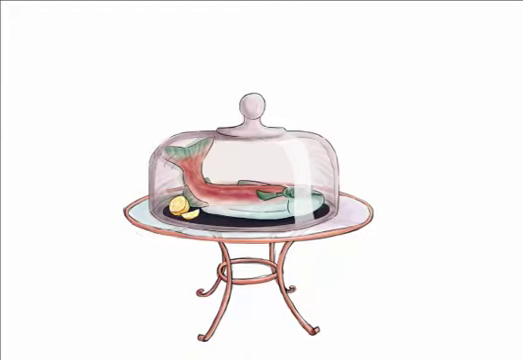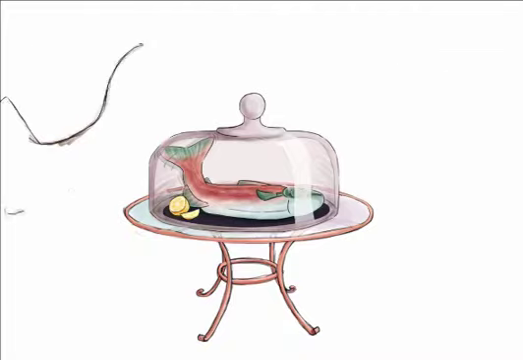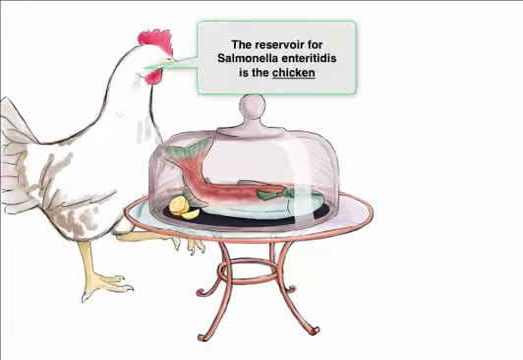So now it's time to differentiate between the two subspecies of salmonella. Over on the left, we'll have Salmonella enteritidis, and on the right, Salmonella typhi. On the left, we'll have a chicken. This will remind us that we acquire Salmonella enteritidis by eating undercooked chicken, and that chickens are the main reservoir.